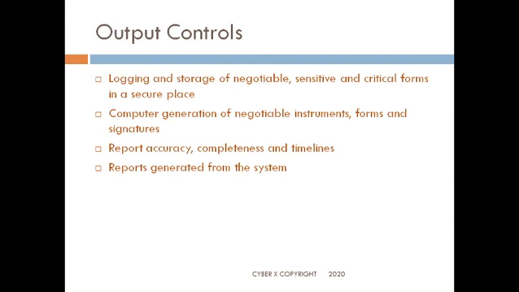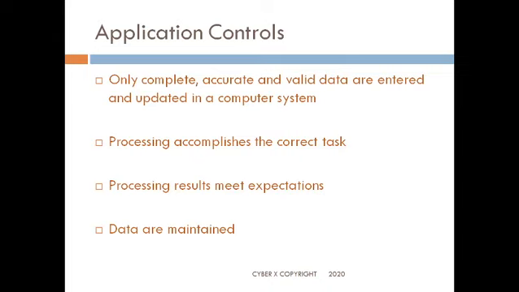Output controls: you could have logging and storage of negotiable, sensitive and critical forms in a secure place. Computer generation of negotiable instruments, forms and signatures. Report accuracy, correctness and timeliness. Reports generated from the system. This is not a conclusive list, but these are some of the output controls which you could have. You could have some application controls where data is maintained, processing results meet the correct expectations, processing accomplishes the correct task, and only complete, accurate and valid data are entered and updated in a computer system.